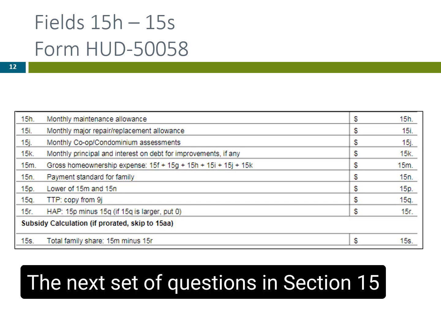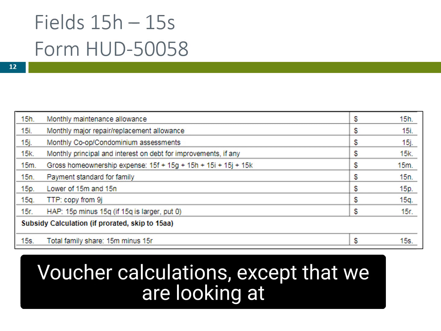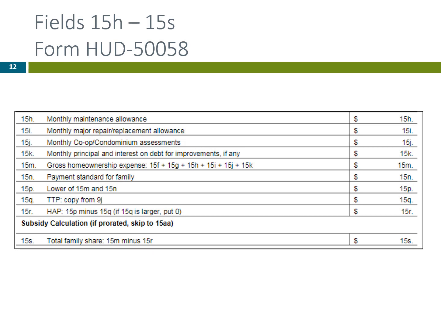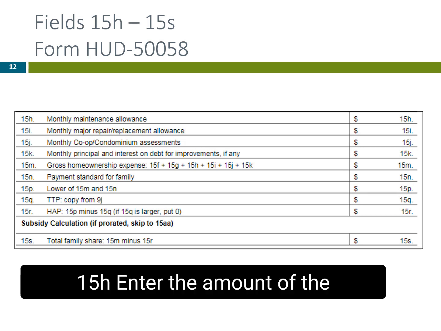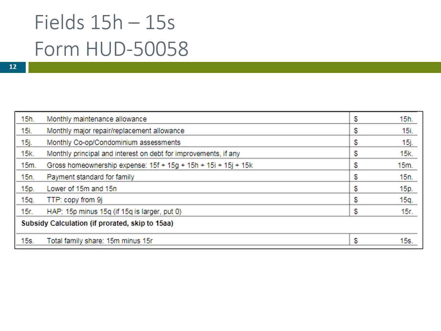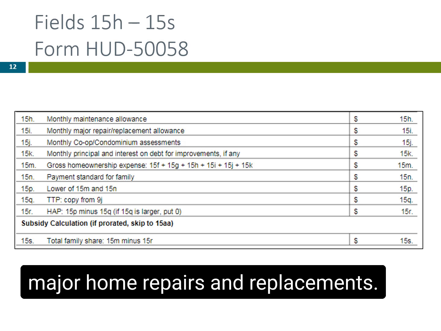The next set of questions in Section 15 are again not too different from the regular voucher calculations, except that we are looking at homeownership expenses instead of rental expenses. 15H, enter the amount of the allowance for monthly routine maintenance costs. I, the amount of allowance for major home repairs and replacements.